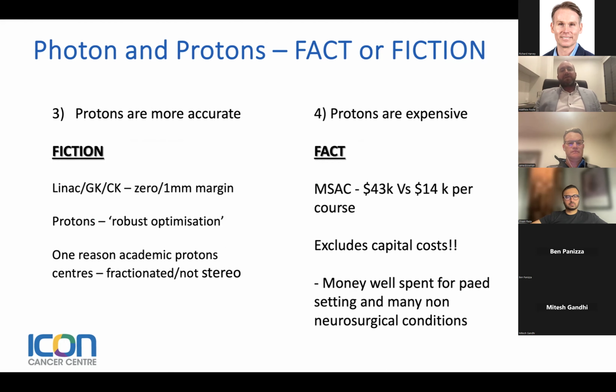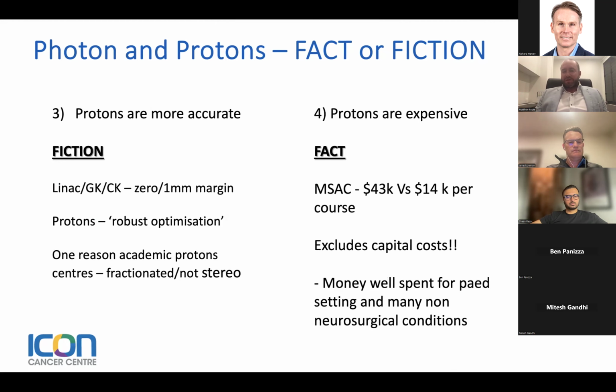Part of this comes down to the accuracy. So I say fiction there, that protons are more accurate. In fact, they're not. When you look at the modern day Linacs, gamma knives and cyber knives, you can use a 0 to 1 millimeter margin in terms of the accuracy of delivery. Now, with protons, they use what's called robust optimization, which means they have an error margin, and that's usually around 3% and 3 mils. So if you look at that, the modern day photon delivery in terms of delivery of treatment and knowing where that dose is going is actually more accurate than protons.